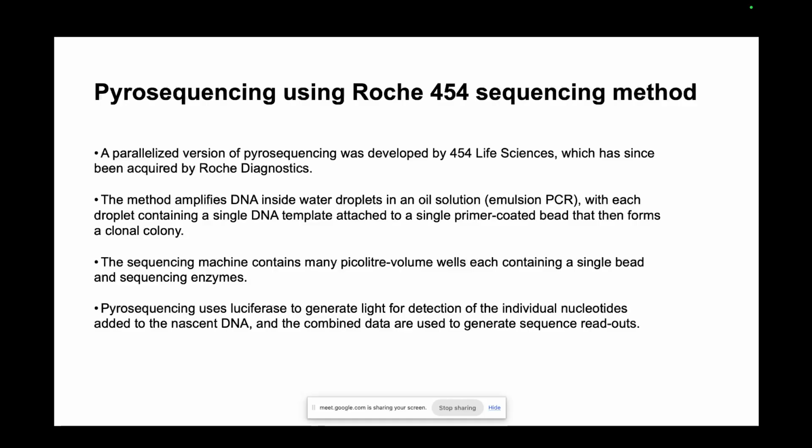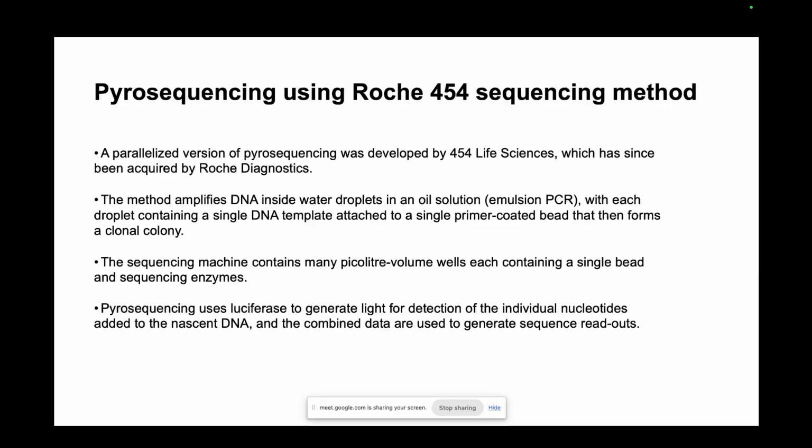Initially this was developed by a company called 454 Life Sciences, which was later acquired by Roche Diagnostics, and they kept on using this technology for a long period of time. The idea is that you have DNA inside small water-in-oil droplets, which is emulsion PCR, with each droplet containing a single DNA template attached to a primer-coated bead, which then forms what is known as a clonal colony. The sequencing machine contains many such wells for parallelization, and it uses a specific enzyme called luciferase, which generates light for individual nucleotides added to the nascent DNA.